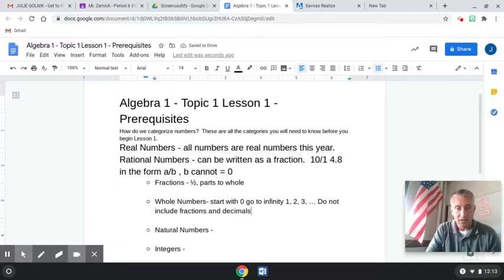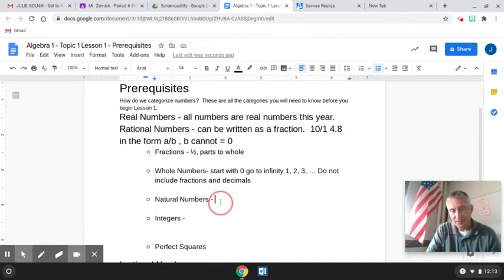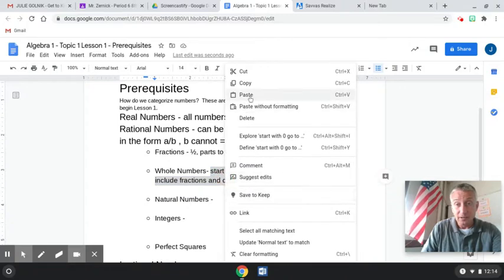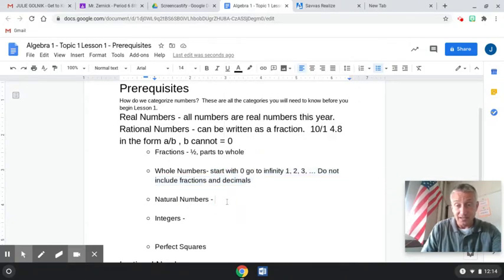Okay? Natural numbers. Now, this is going to be weird because some math people say that 0 is not a natural number, and some math people say that 0 is a natural number. For our 8th grade school year, we are going to say that 0 is a natural number. So I'm going to be honest with you, I'm just going to copy this and paste it because it is exactly it.